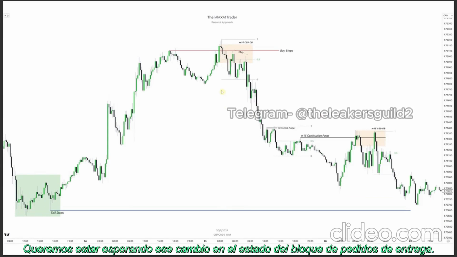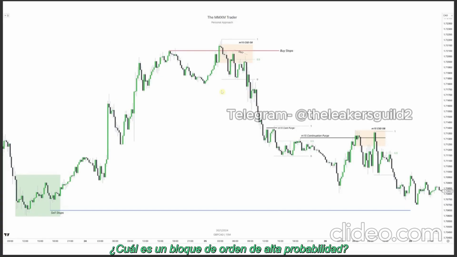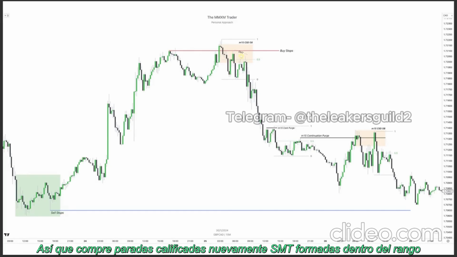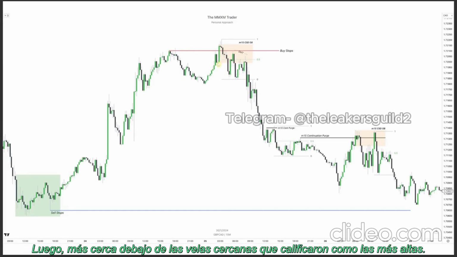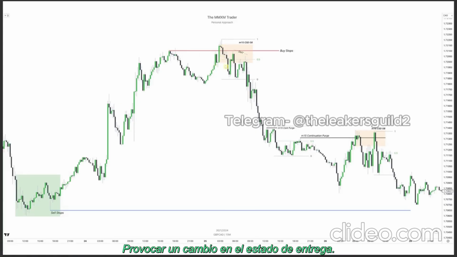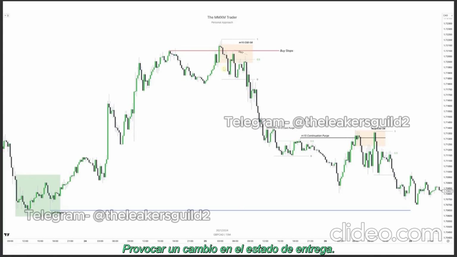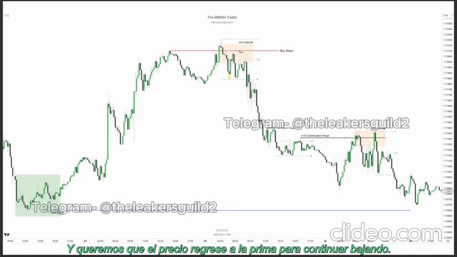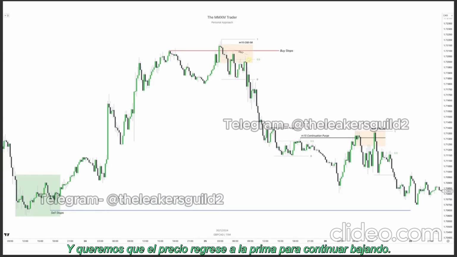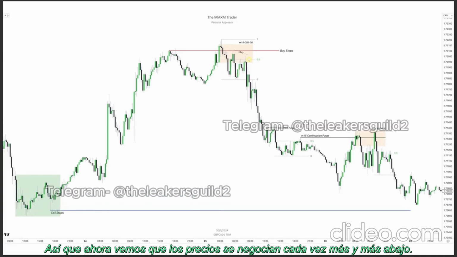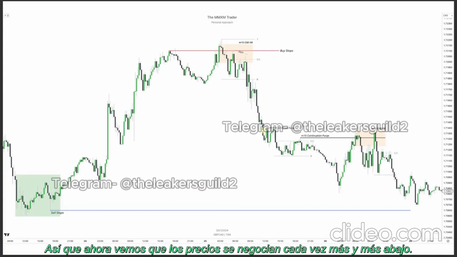We want to be waiting for that change in the state of delivery order block, which is a high probability order block. So buy stops raided, again, SMT formed within the range, then closure below those up close candles which raided the highs, causing a change in the state of delivery, and we want to see price retrace back into premium for continuation lower. So now we see price trade lower and lower and lower.